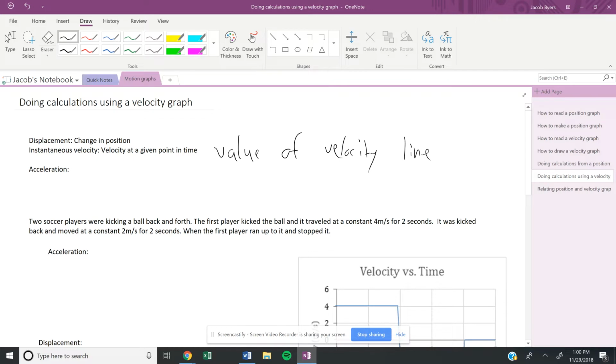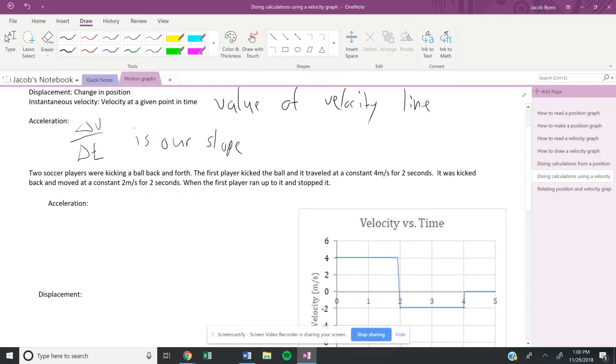And the new one we're going to look at here is acceleration. Our acceleration is defined as our change in velocity per change in time. If we look at a velocity graph, our change in velocity over our change in time is our slope. And so we're going to look at how to calculate these three things from different velocity graphs.